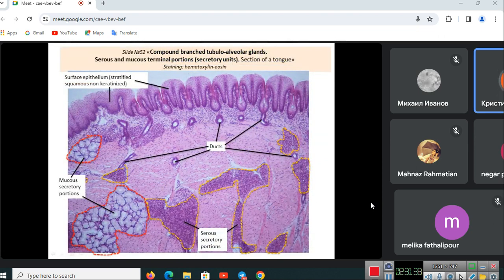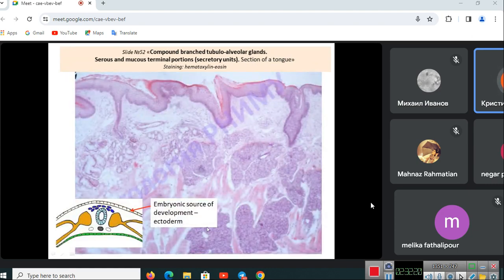So in our histological preparation, what we see: surface epithelium, underlying connective tissue, and glands. The mucous secretory portions are mucous because their cytoplasm is pale, non-stained. Serous secretory portions are recognized by the basophilic cytoplasm of the cells. And here we have the ducts. Secretory portions are made up of glandular epithelium, and ducts are made up of lining epithelium.